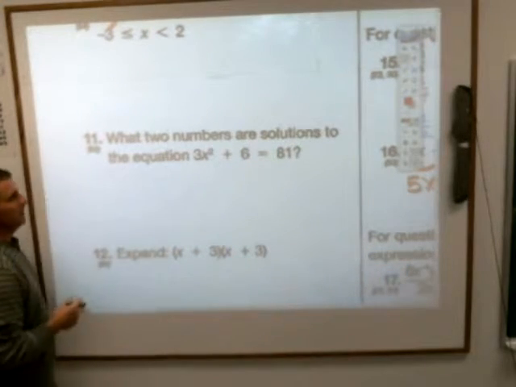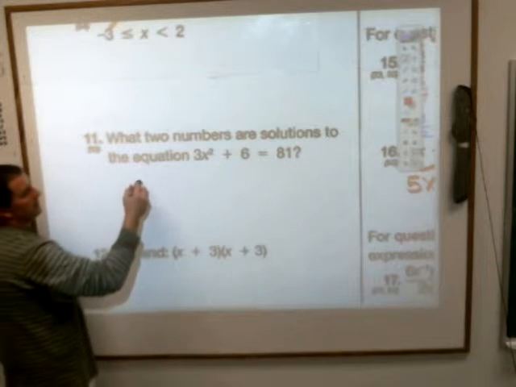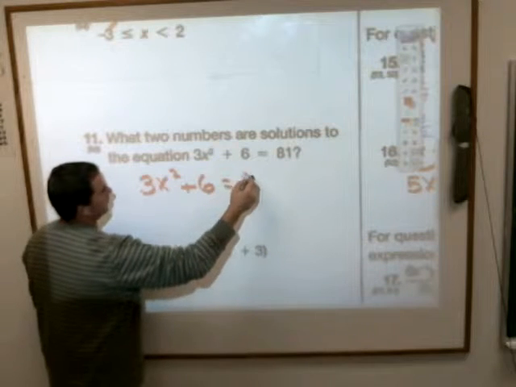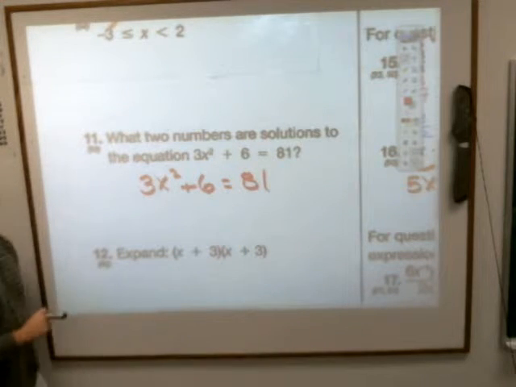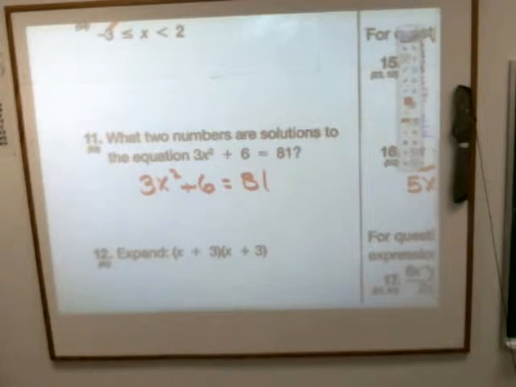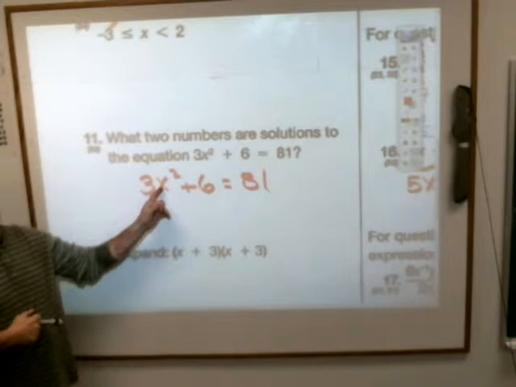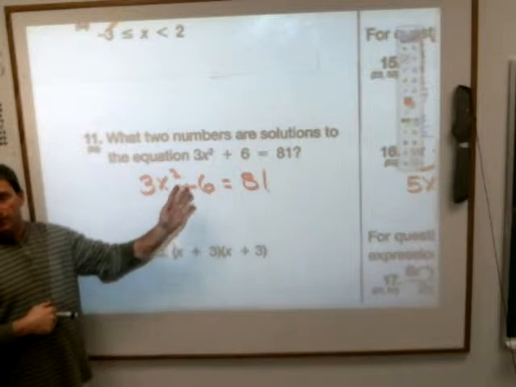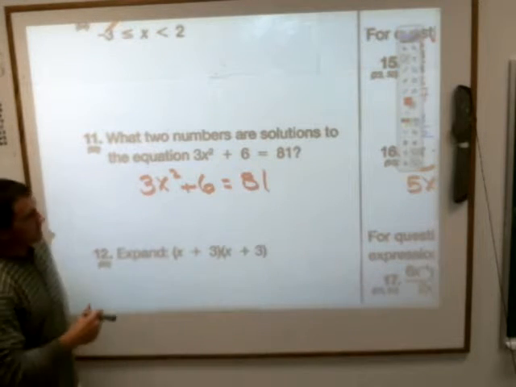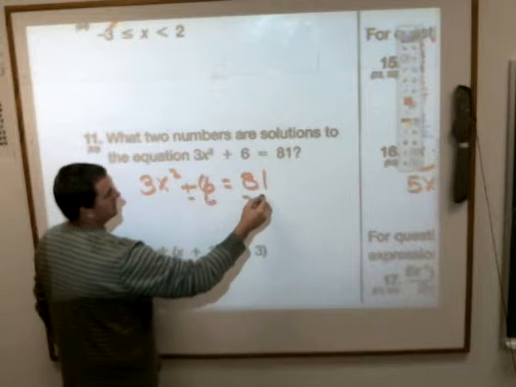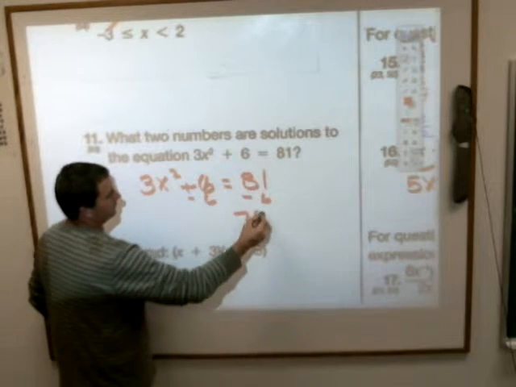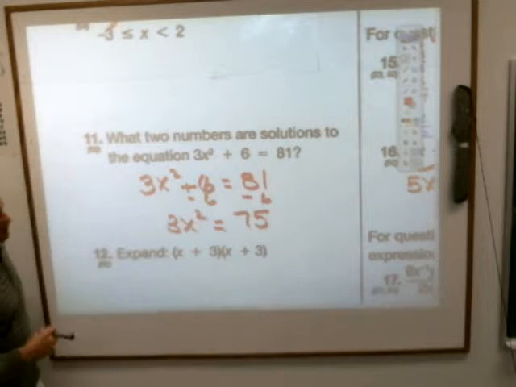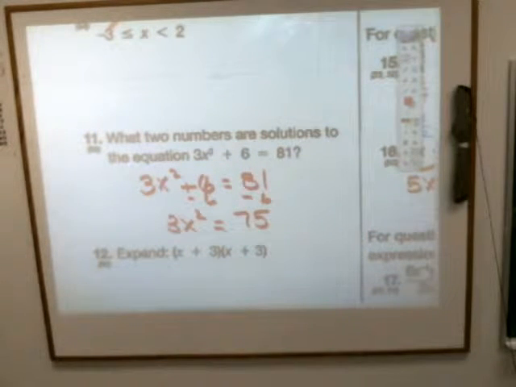All right, this one here. Same thing is true here, Austin. We want to solve this for x, so what do I have to get rid of first, sir? I want to get this x by itself. So you always get rid of the stuff that's not next to it first. How do I get rid of that 6? I subtract 6 from both sides, and I end up with a 75 over there. Now I have 3x squared equals 75.